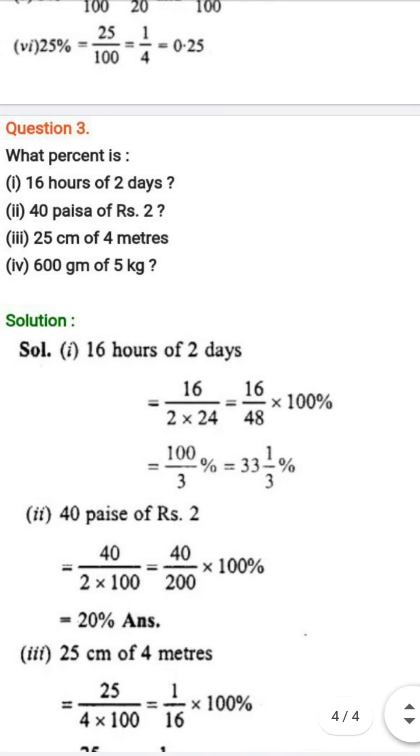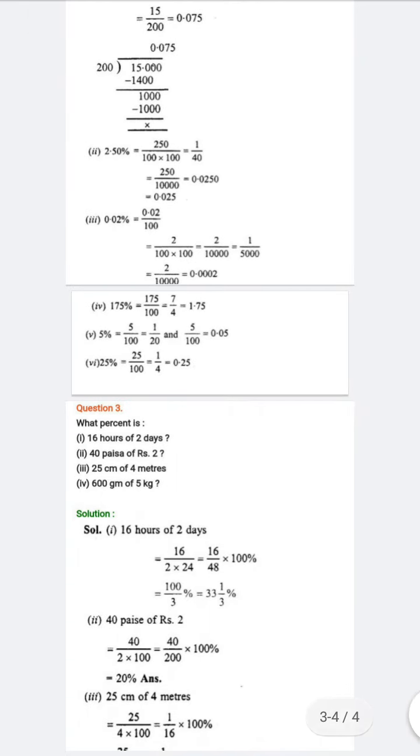See now, another example we will see. 25 centimeter of 4 meters. 25 centimeter of 4 meters. Convert it into the same unit. I have written 25 at the numerator, and 4 meters. 4 meters means how many centimeters? 400 centimeters. 25 upon 400.